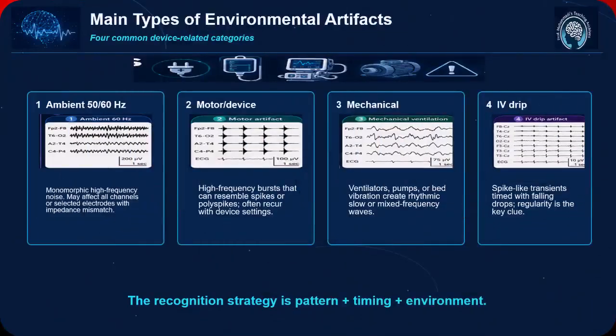There are four major categories of environmental artifacts to keep in mind. The first is ambient 50 or 60 Hz electrical noise, usually related to the electrical power supply. The second is artifact from electrical devices or motors, which can create sharp, high-frequency bursts. The third is mechanical device artifact, often caused by ventilators, pumps, vibrating beds, or air mattresses. The fourth is intravenous drip artifact, which can produce spike-like transients synchronized with falling drops. Across all categories, the recognition strategy is the same. Look at the waveform, timing, distribution, and environmental correlation. Next slide, please.